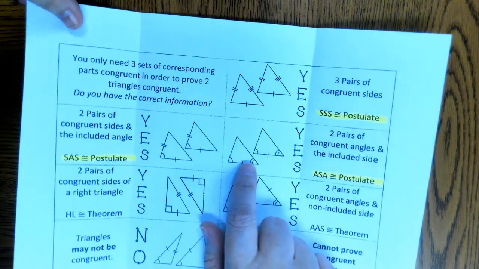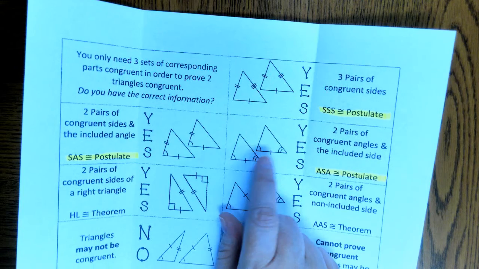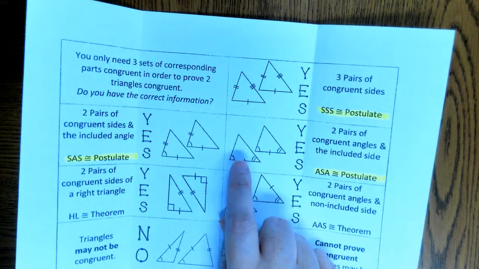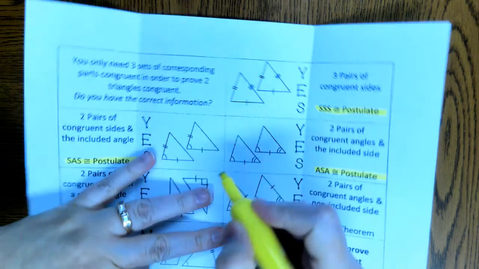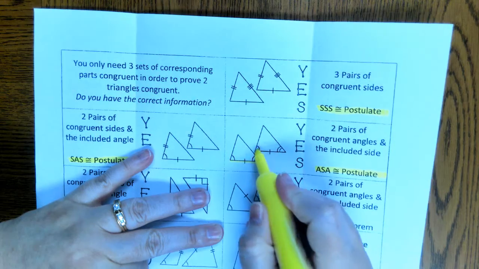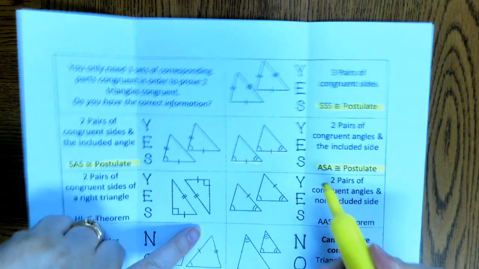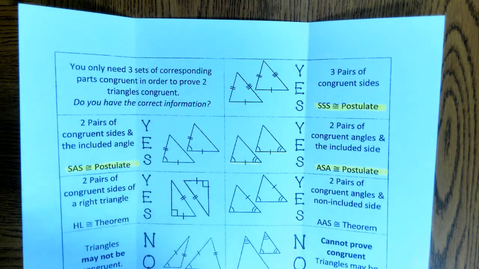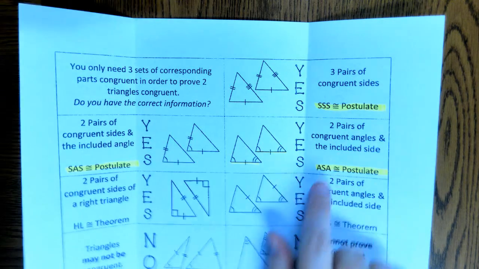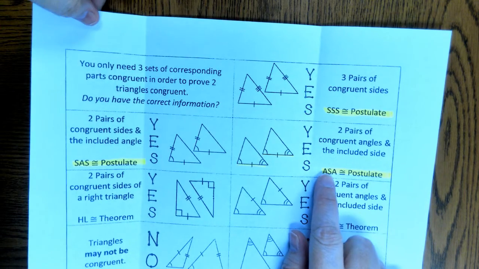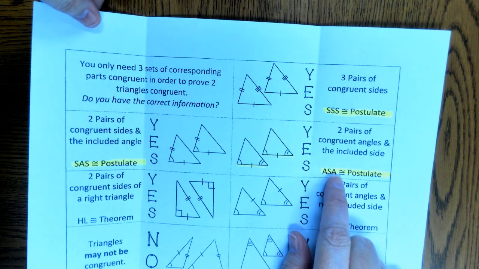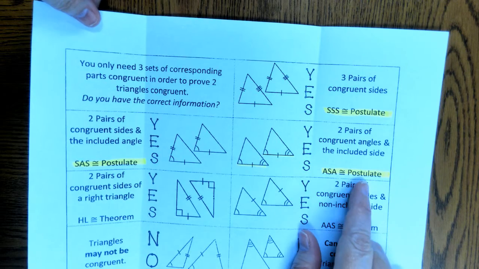Okay? If you have just 2 of your angles marked as the same, but the side in between them, so notice this side, it's in between where the angles are. So that's why when we write ASA, the S is between them. That's different than AAS. Okay? AAS would mean the 2 angles were in a row and then a side.